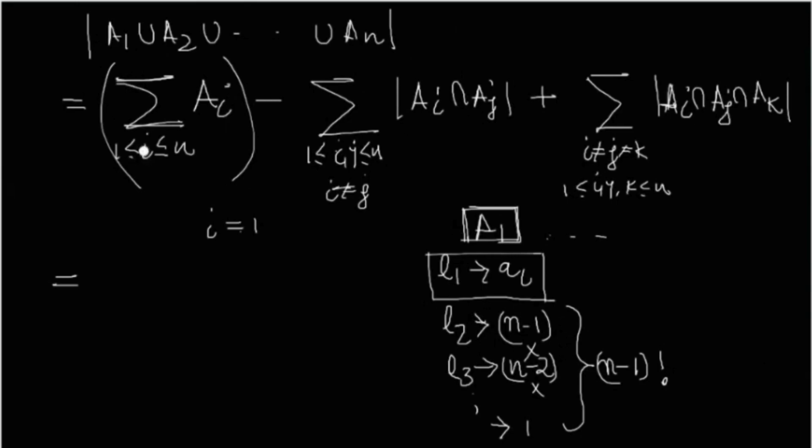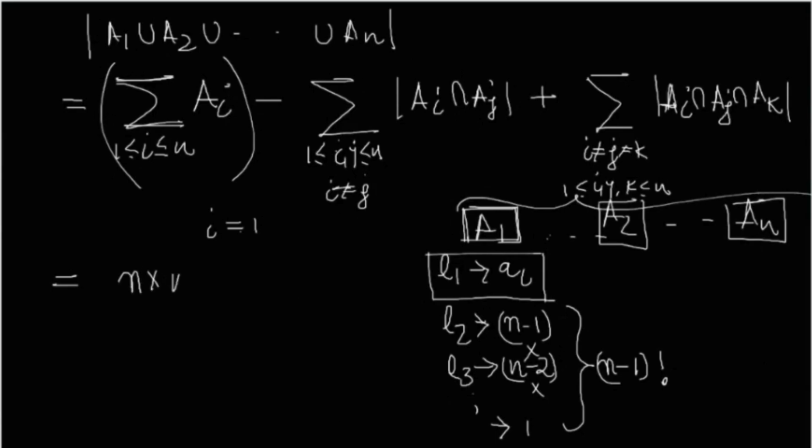So how many of them are here? There will be n of them, because I can do the same for A2 and so on till An. Right? So I have to do this for n times. So you have n times (n minus 1) factorial of them in this case.